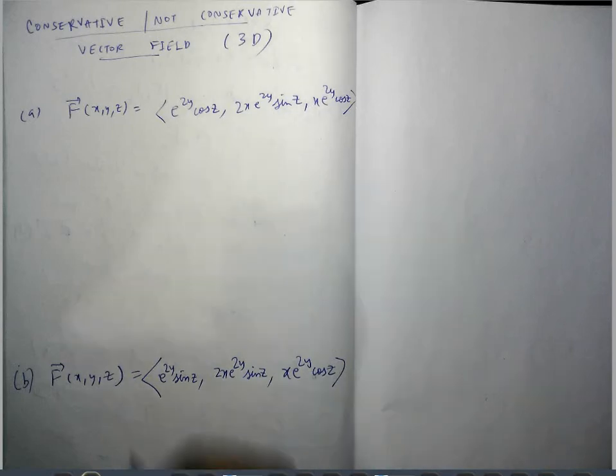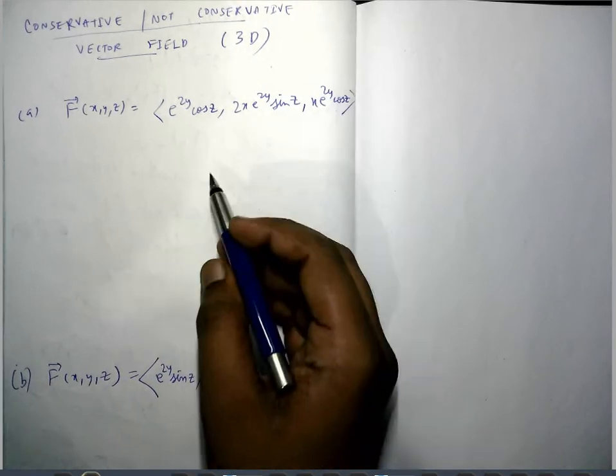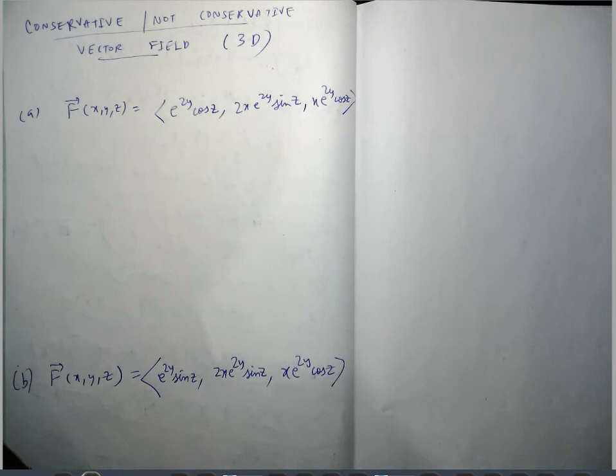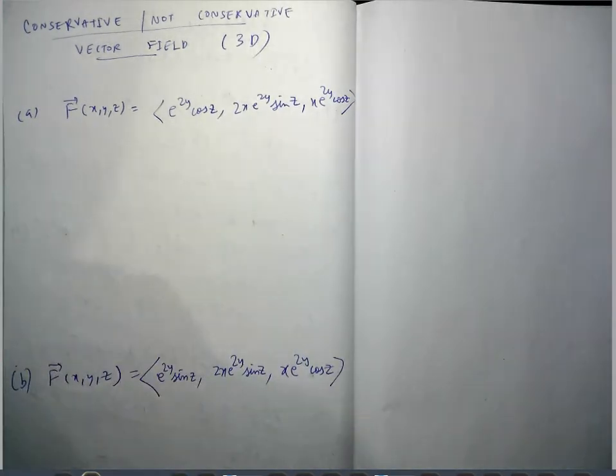In this video I'll be talking about how to determine if a vector field is conservative or not conservative in case of 3 dimensions. So let's say we are given the following function and we want to determine whether or not it is a conservative vector field.